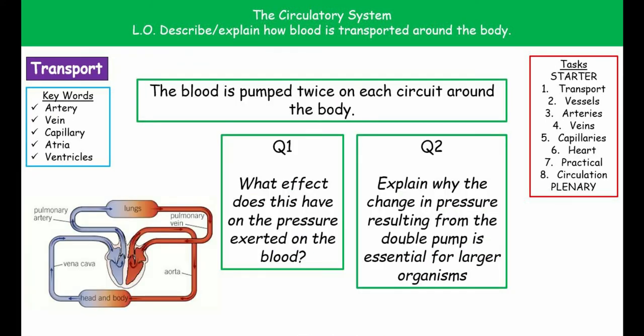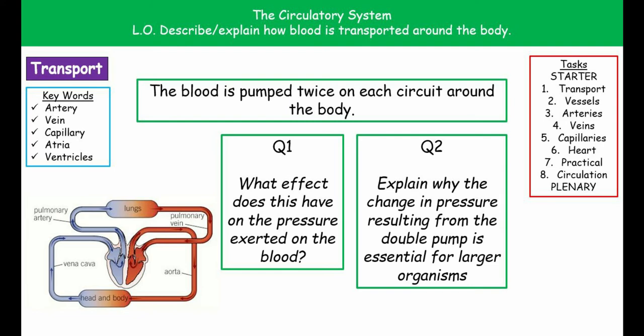Now, the impact of having this double circulatory system is actually pretty significant to us as an organism. Because what it means is that because the blood is going through the heart twice on its one circuit around the body, then it's actually being pumped twice on each circuit around the body. So what I'd like you to do is write down the top sentence and then see if you can answer those 2 questions for me.